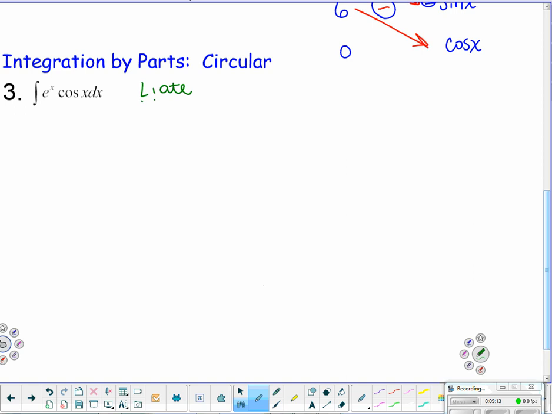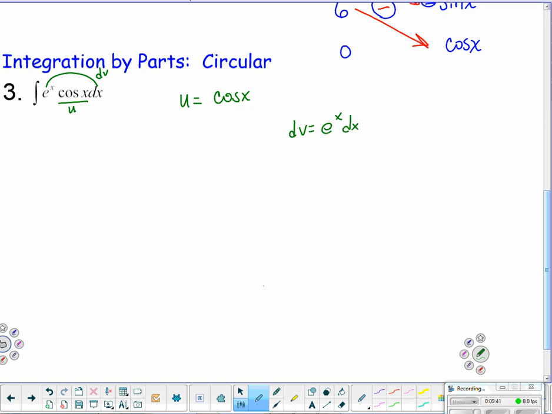No logs, no inverse trig, no algebraic. Hit the trig function. Okay, I'll make cosine my u, and I'll make e to the x my dv. So, just standard integration by parts. My u will be cosine x. My dv is going to be e to the x dx, I guess.